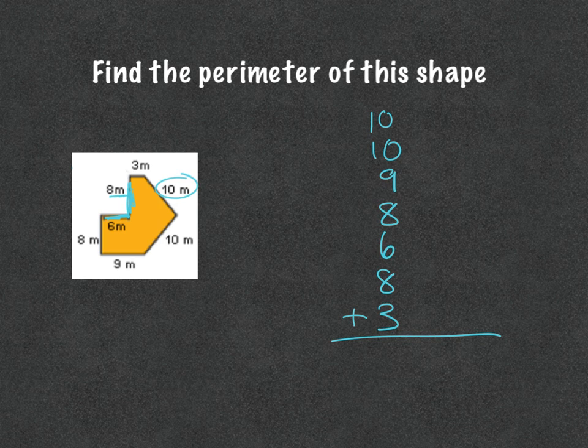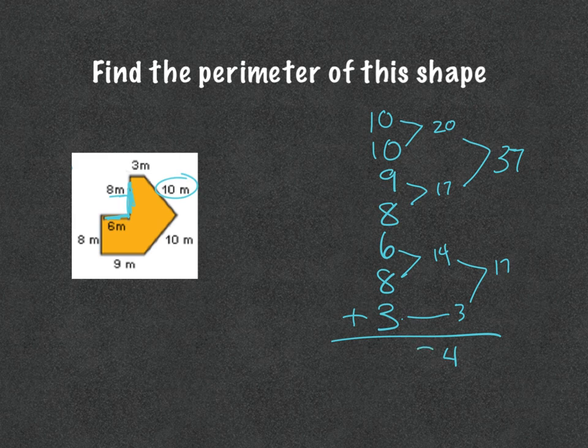So we get 10 and 10, which is 20. And sometimes what I do is put little things off to the side here. And then I get 17, 14, and then we've got a 3. So let's see, that's 17, 37, and then we get 14, regroup my 1, I get 54 meters.